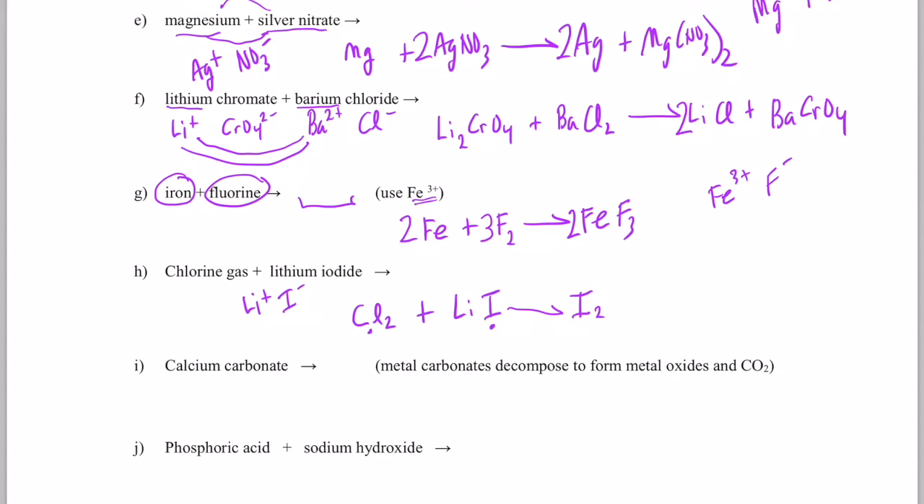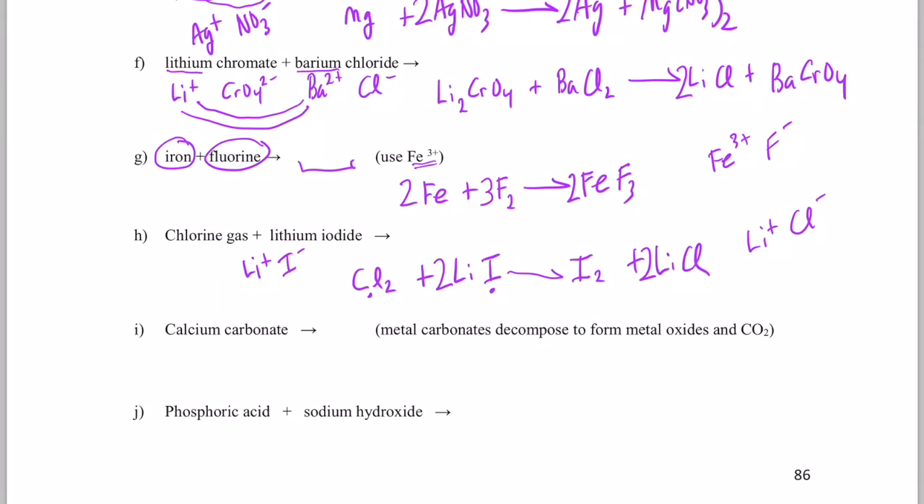Remember, that's another diatomic element, I2. And lithium will get together with chloride. So lithium's 1 plus, chloride's in group 17, it's Cl negative, so I make LiCl. I'll put a 2 in front of LiCl and a 2 in front of LiI, and it balances. All right, a couple more.